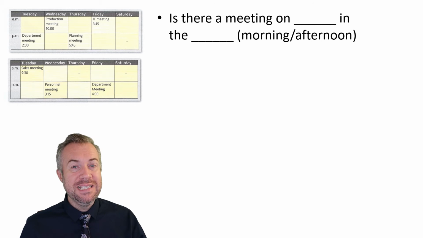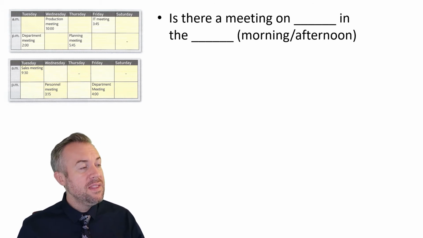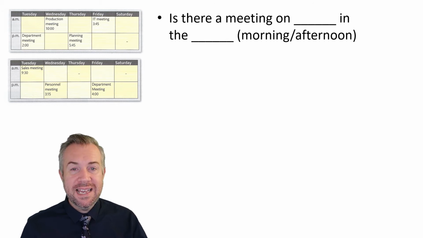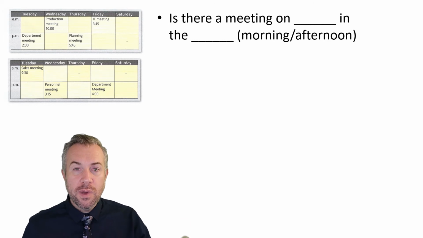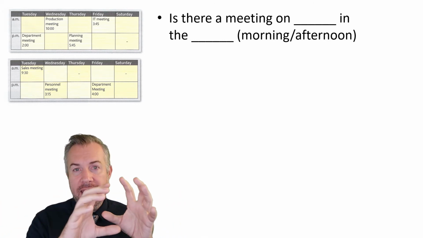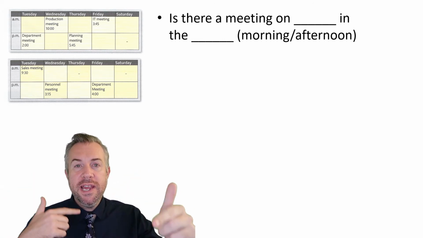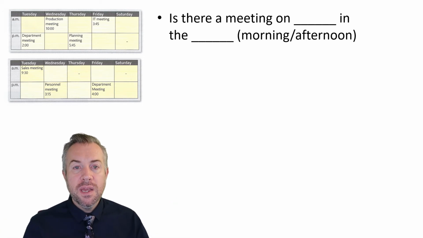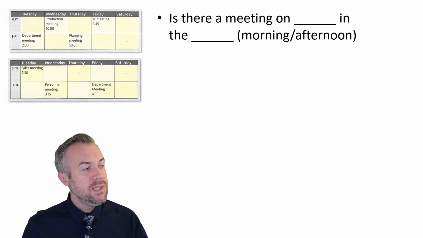After that, is there a meeting on Thursday in the morning? The next question, is there a meeting on Friday in the afternoon? And the last question for A, is there a meeting on Saturday in the morning? Now you can take turns, A and B, or A can ask all questions and then change to B. Let's have a look at B's questions.